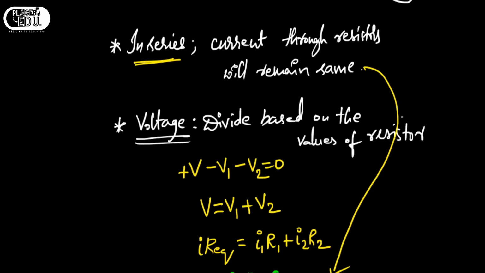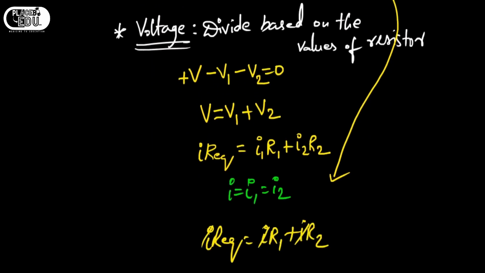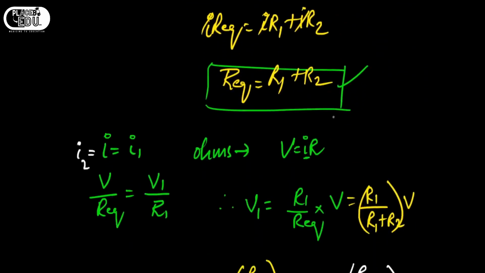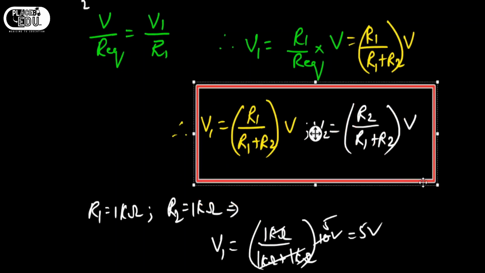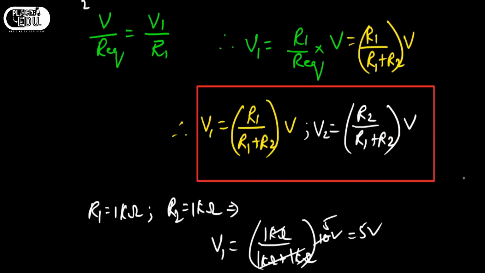So in series we have current through resistors remaining the same, whatever may be the value of resistors, and voltage will divide based on the values of resistors, and the R equivalent will be R1 plus R2 in series, and the voltages will be this one, this one. This is a very important relation which you have to remember.